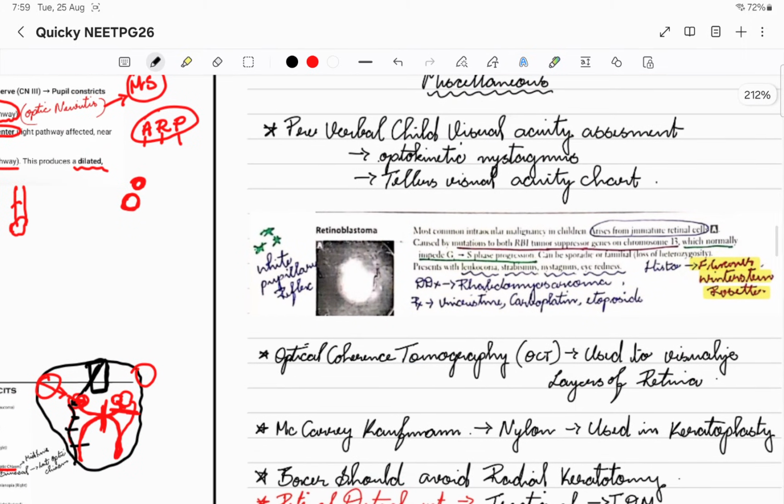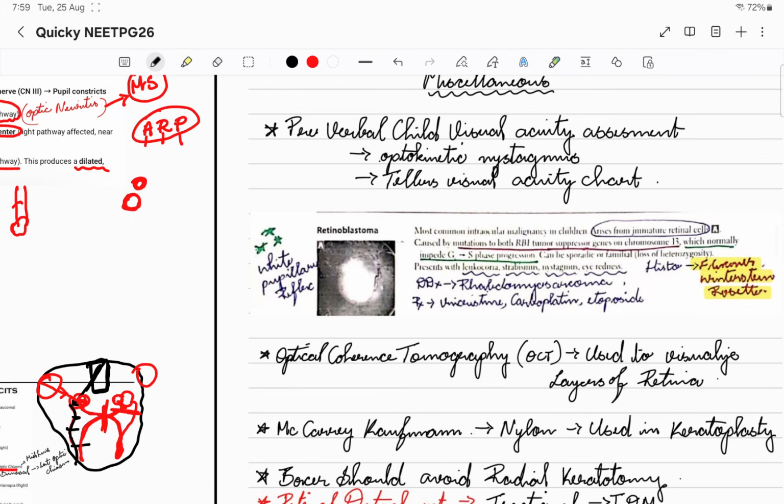Then some of the miscellaneous stuff I want to tell you is pre-verbal child visual acuity. A child wouldn't be able to tell whether they are able to see or not, so that is where we go for optokinetic nystagmus testing. If there is any nystagmus when we show that particular chart, that tells us the baby is able to see it. Then there is the Teller's visual acuity chart that we use to elicit whether the baby is able to see or not.